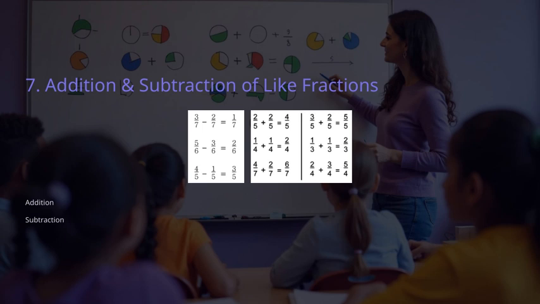Similarly, for subtraction, you subtract the numerators and keep the denominator the same. So, if you have 7/10 minus 3/10, you subtract 3 from 7 to get 4, and the denominator remains 10, making the answer 4/10. The key point here is that when the fractions are like, the process is straightforward. Just add or subtract the numerators. This connects to our overall theme of understanding how to work with fractions efficiently. Recognizing when fractions are like is the first step to simplifying these operations.